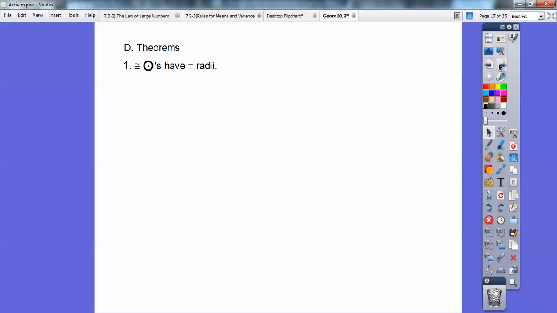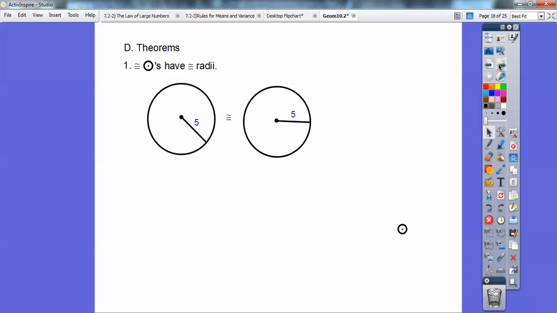A couple of theorems, you guys. Congruent circles have congruent radii. Radii is plural for radius. These circles are congruent because they both have the same radius. The radius is 5.